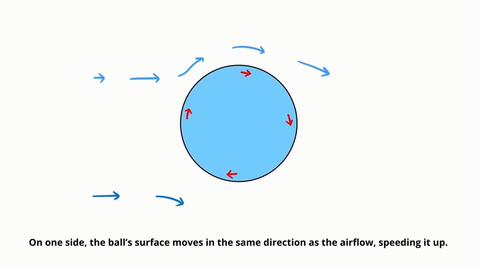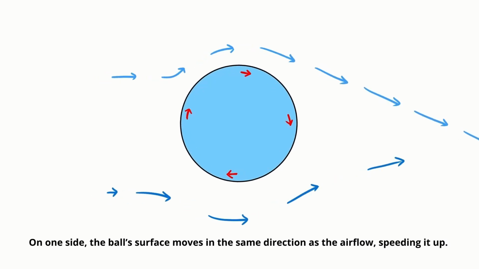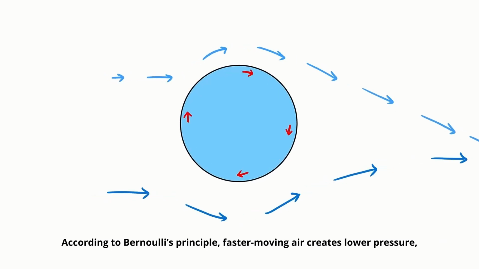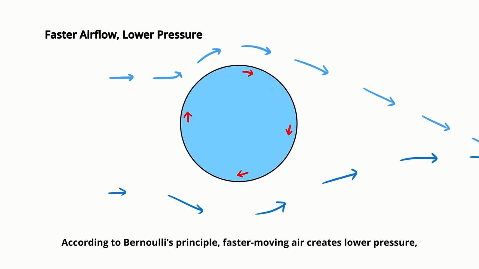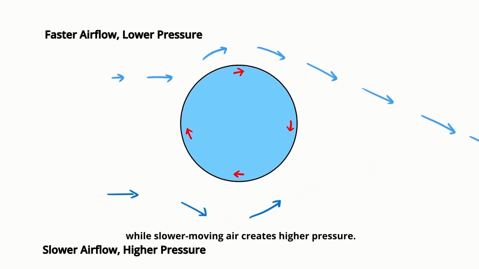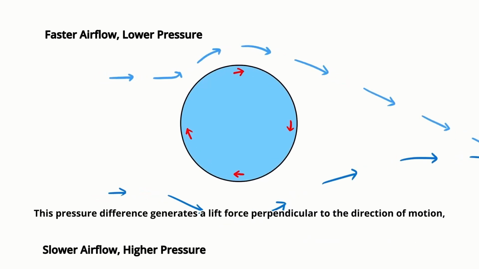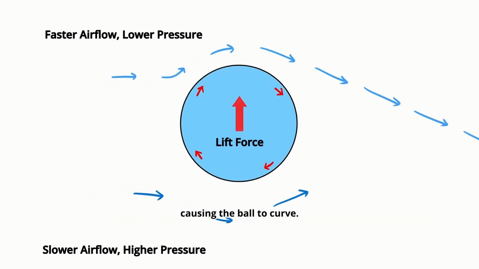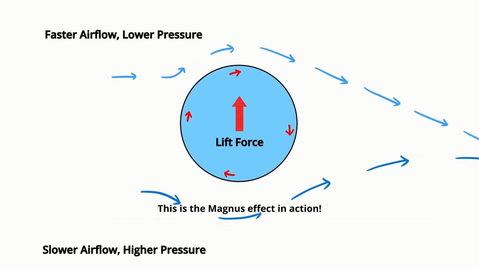On one side, the ball's surface moves in the same direction as the airflow, speeding it up. On the opposite side, the surface moves against the airflow, slowing it down. According to Bernoulli's principle, faster moving air creates lower pressure, while slower moving air creates higher pressure. This pressure difference generates a lift force perpendicular to the direction of motion, causing the ball to curve. This is the Magnus effect in action.